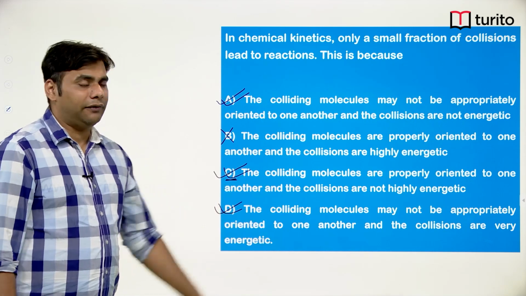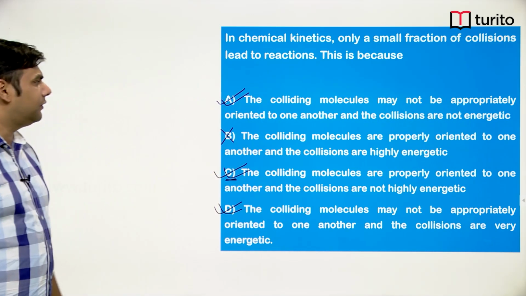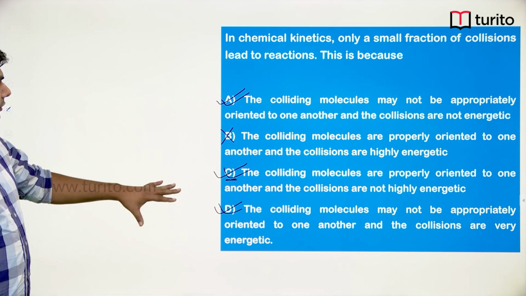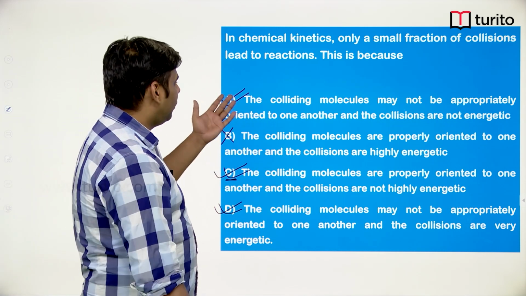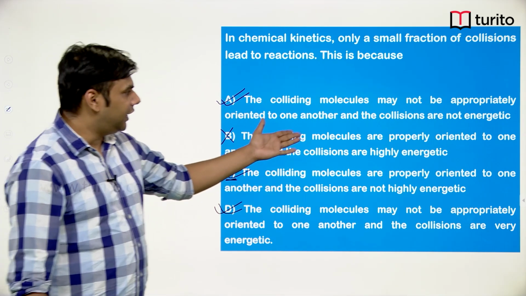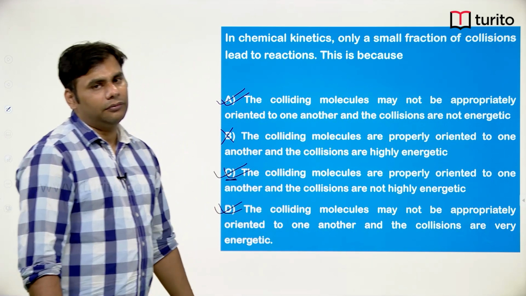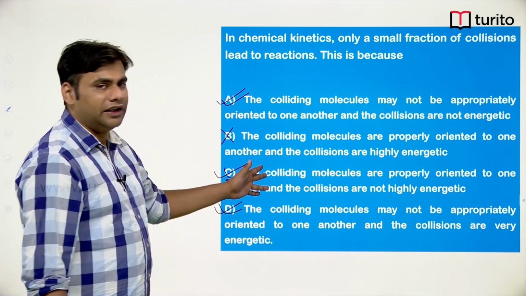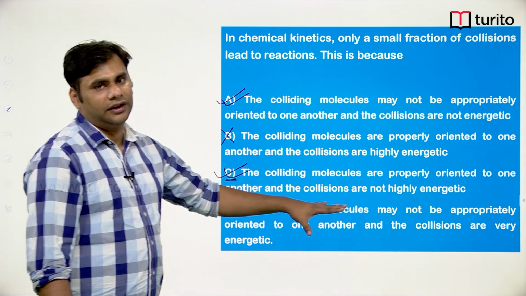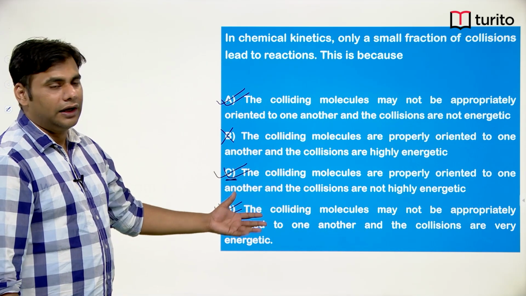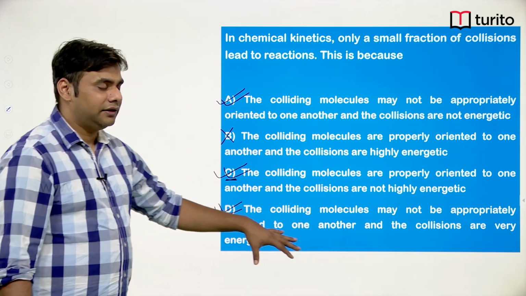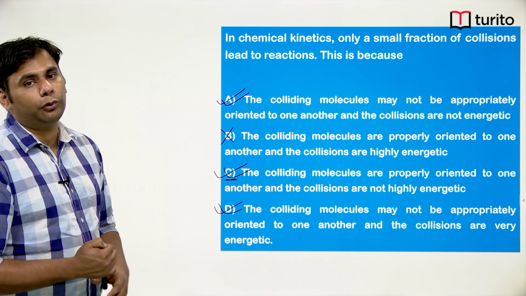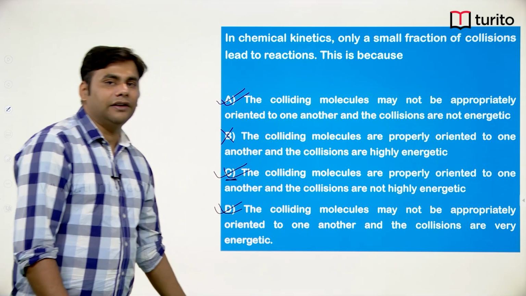If it is a single choice, then we have to look for the best answer, and the best answer over here would be A: only a small fraction of collisions are allowed, because all colliding molecules may not be properly oriented and the collisions might not be energetic. But C and D options are partially correct, because if orientation is not there and energy factor is realized, then also it is not called an effective collision. If energy is very high than required, but the collisions are not properly oriented, then also we can say that it is an ineffective collision.